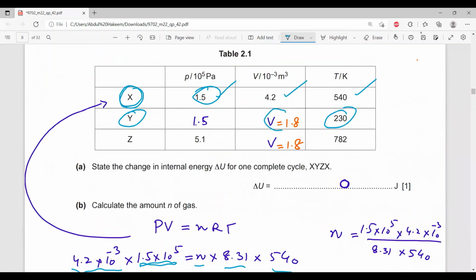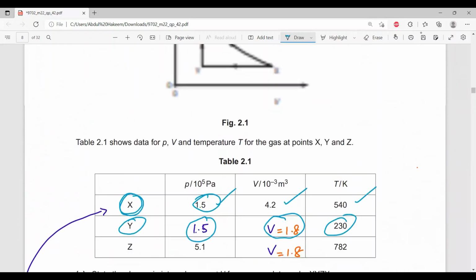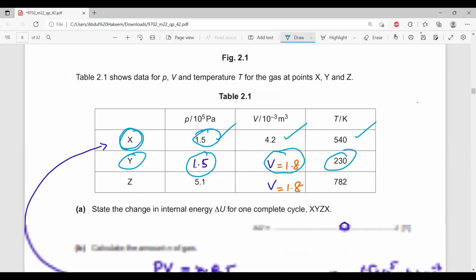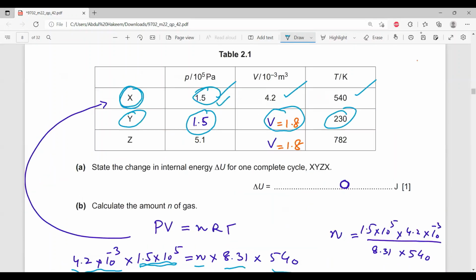It is coming 1.8 volume. And why this 1.5? Look at this from X to Y in the table. X to Y, this line is horizontal. It means the pressure is constant. So that's why the same pressure is used for this one, 1.5.